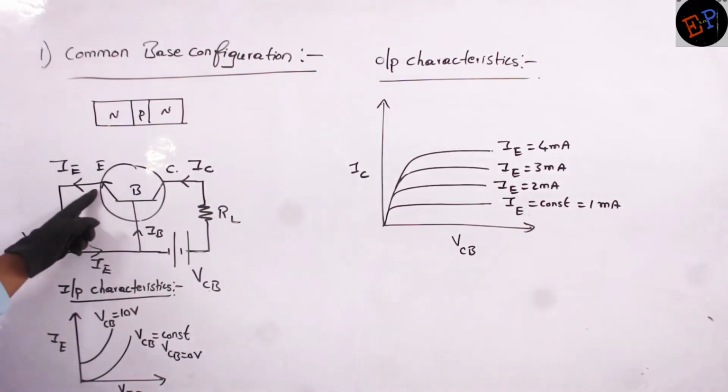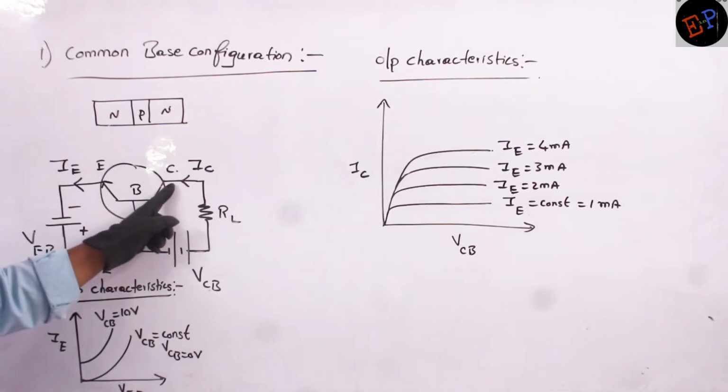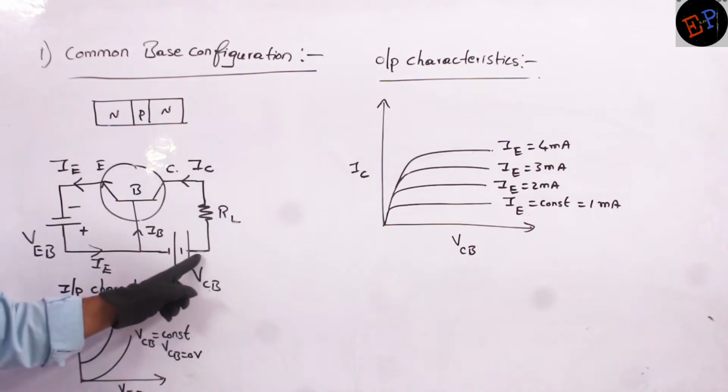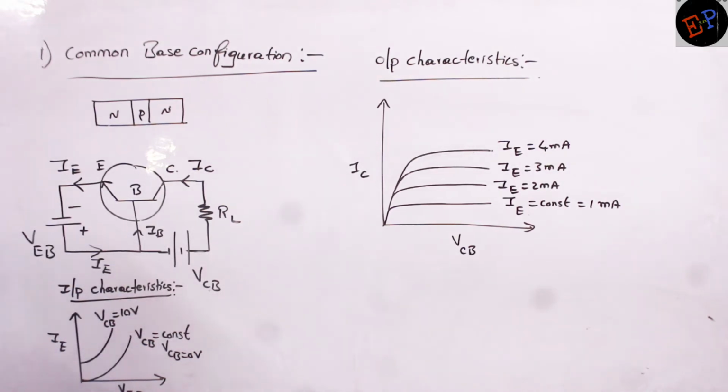This is N, no? N connected to N, forward biased. This is also N, no? N connected to the positive terminal, reverse bias condition. Are you able to understand?